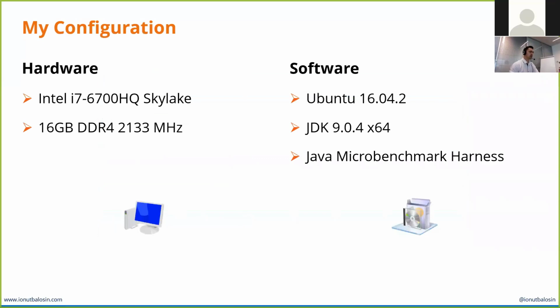Just before we start, this is a bit about my configuration in terms of hardware and software. For example, the CPU is important because I also have some benchmark tests, but also the operating system. Everything was done under Ubuntu 16.04 and using, of course, the latest JDK9 release. And I was using the Java Microbenchmark Harness.